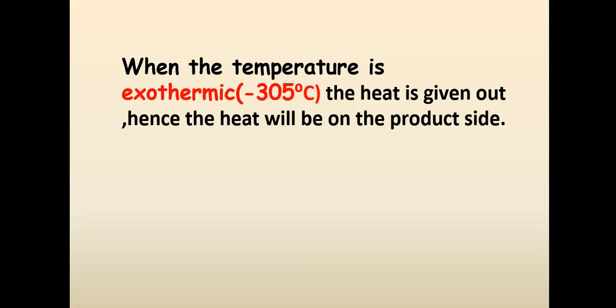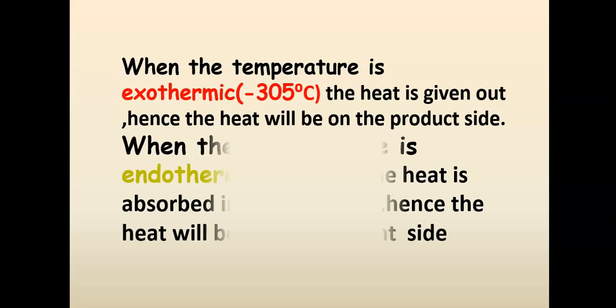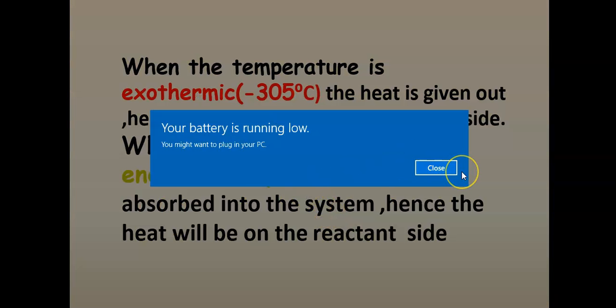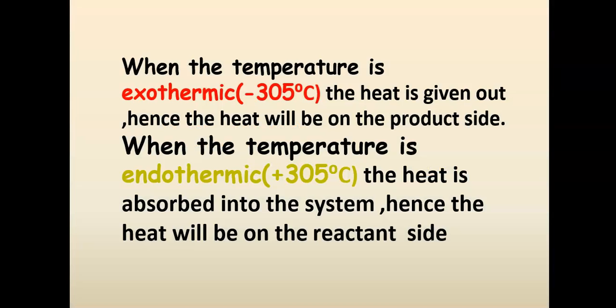Alright, let's look at a little bit of the temperature here before I give you the ticket at the door for the day. When the reaction is exothermic, for instance, negative delta H, the heat is given out and the heat will be on the product side. When the reaction is endothermic, it's going to be a plus sign. Just to give you an example of the temperature. The heat is absorbed into the system. Hence your heat will be on the reactant side.